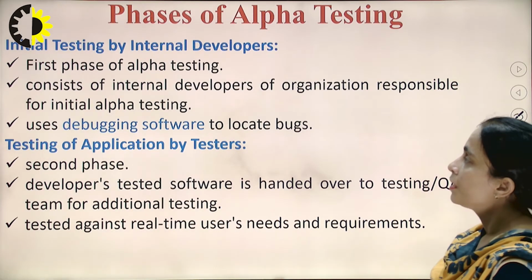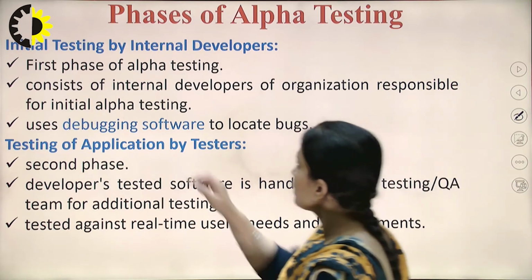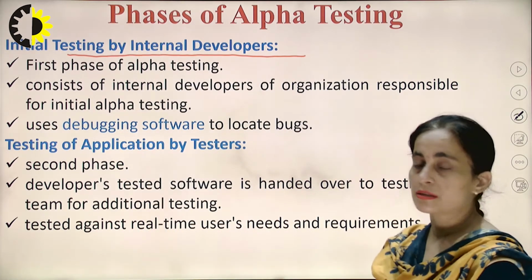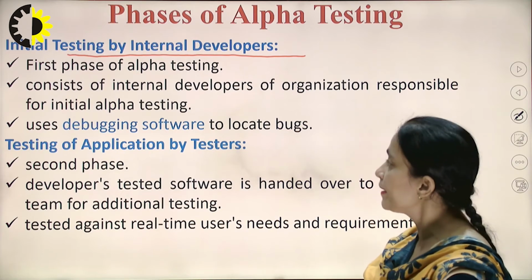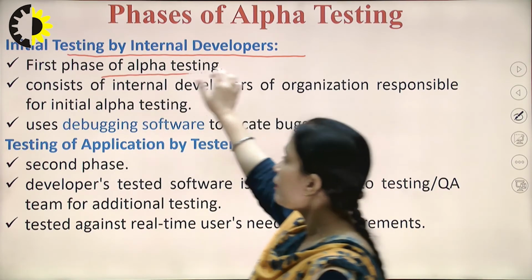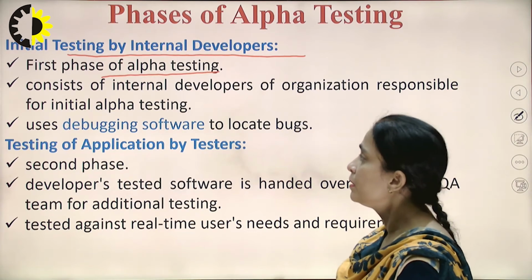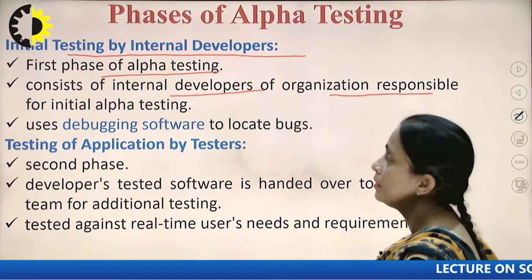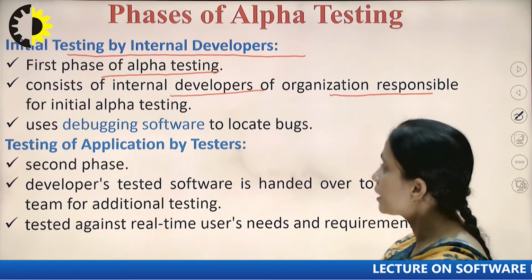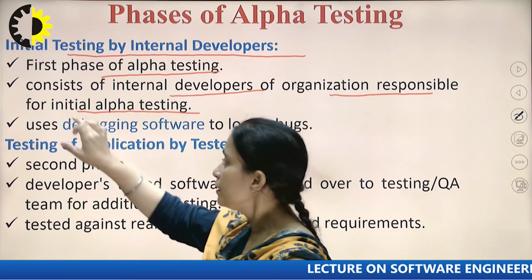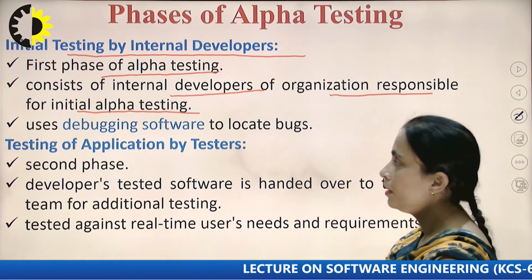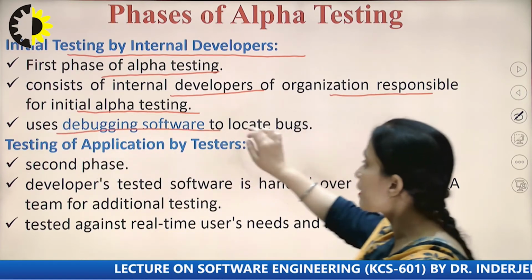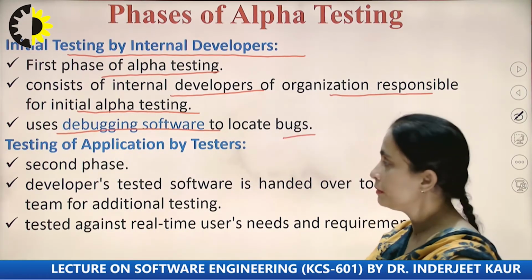Then if we discuss the initial testing that is done by the internal developers, we can also say it is my first phase of alpha testing, and it consists of internal developers of the organization. They are responsible for conducting this initial alpha testing. This technique is used for debugging the software to locate the bugs.